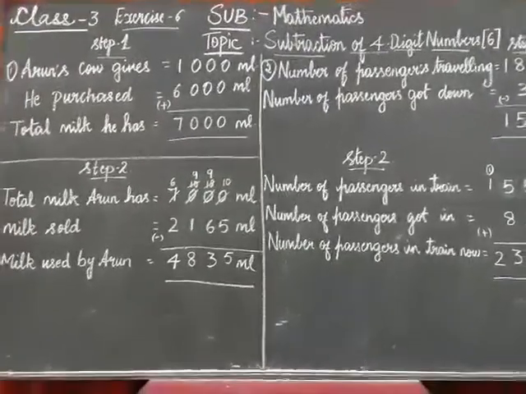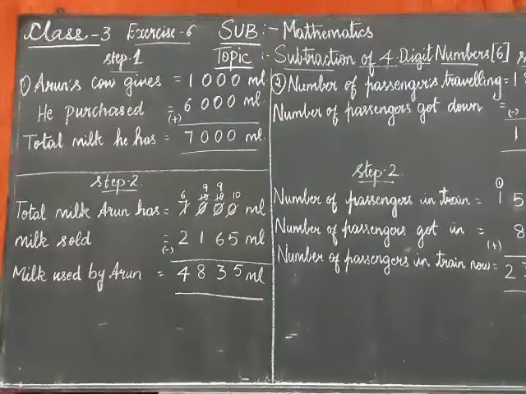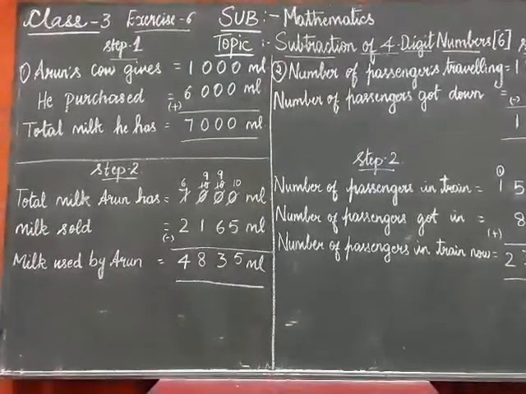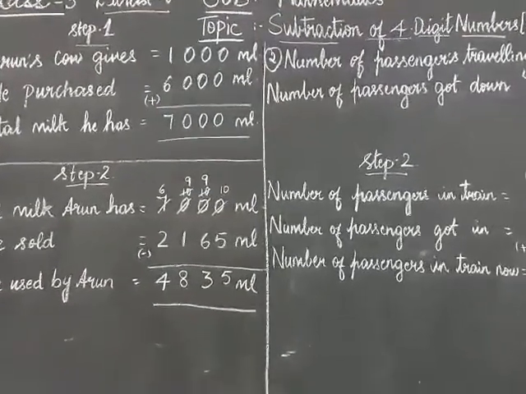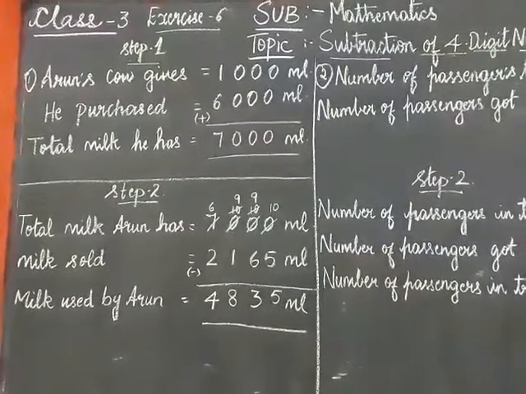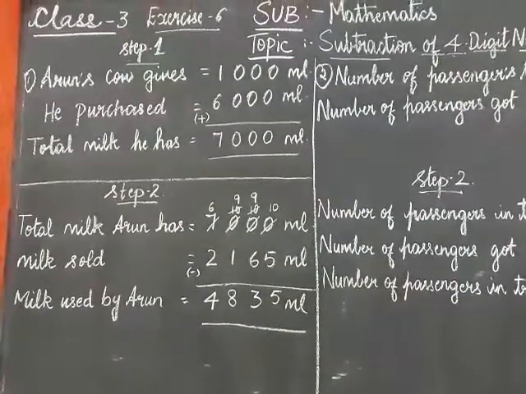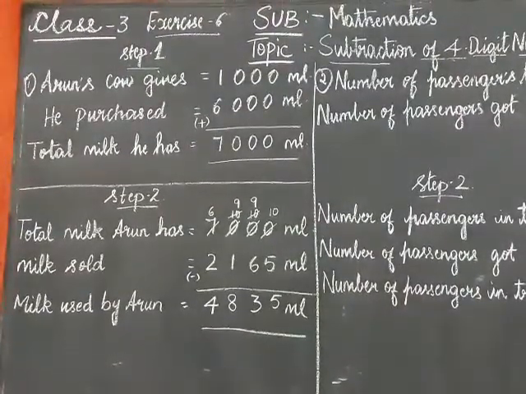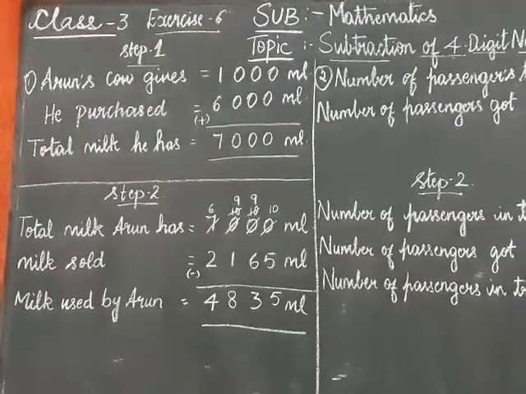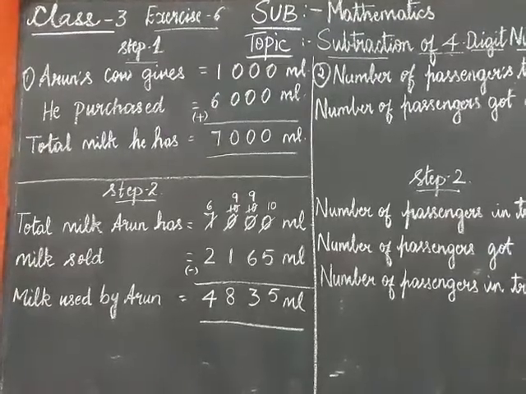So today we are going to do exercise 6, solve the following word problems. Here the first problem is Arun has a cow which gives 1000 milliliters of milk. He purchased. Purchase means he bought. He is buying 6000 milliliters of milk again. Now we should find out the total amount of milk that he is having.